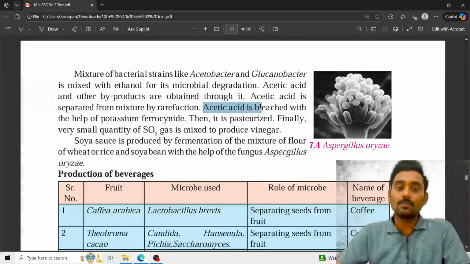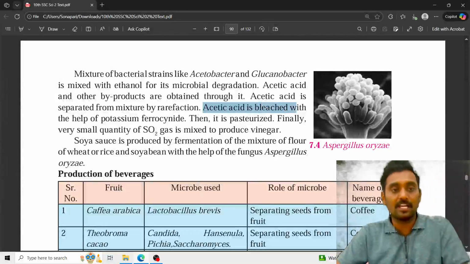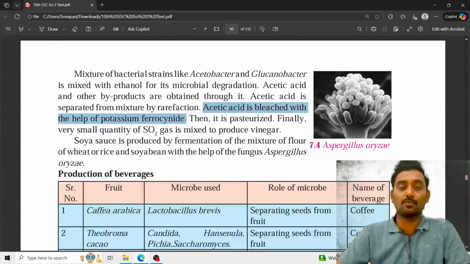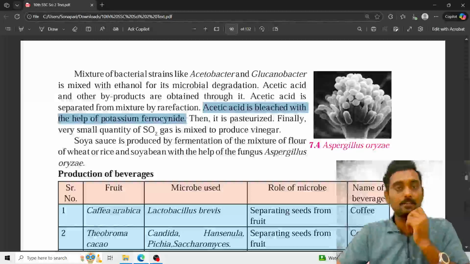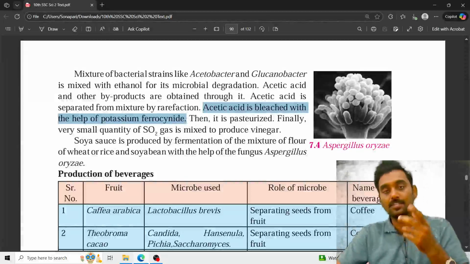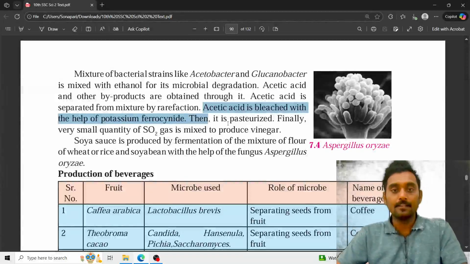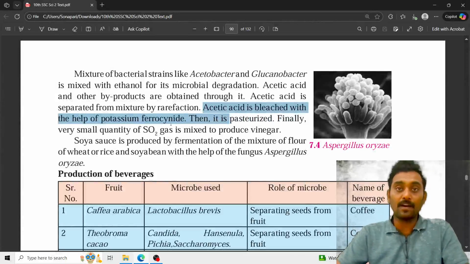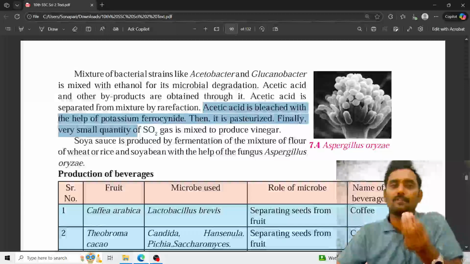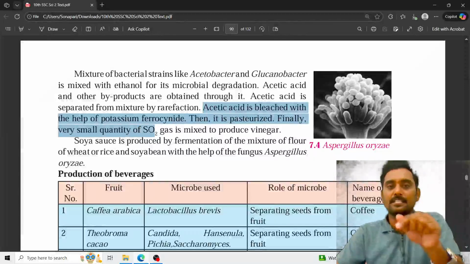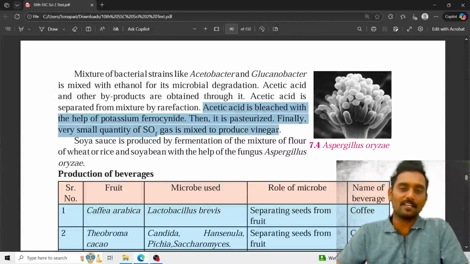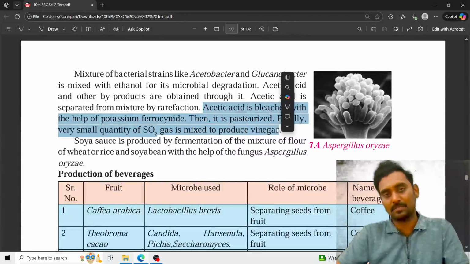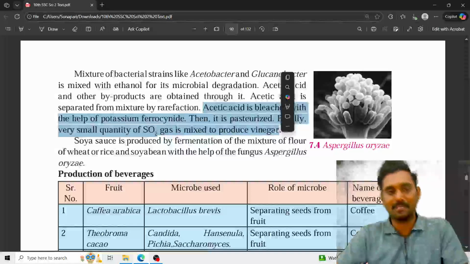So acetic acid is bleached with the help of potassium ferrocyanide. It is a chemical which is used for bleaching the acetic acid. Then it is pasteurized. Finally, a very small quantity of sulfur dioxide gas is mixed to produce the vinegar. So this is the whole process where we can produce the vinegar.